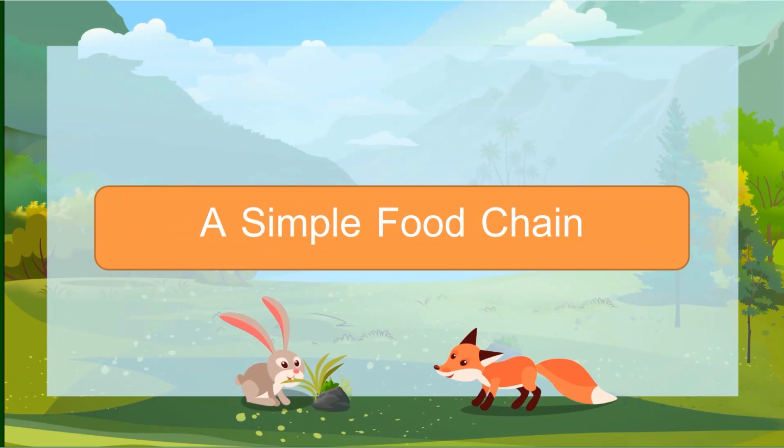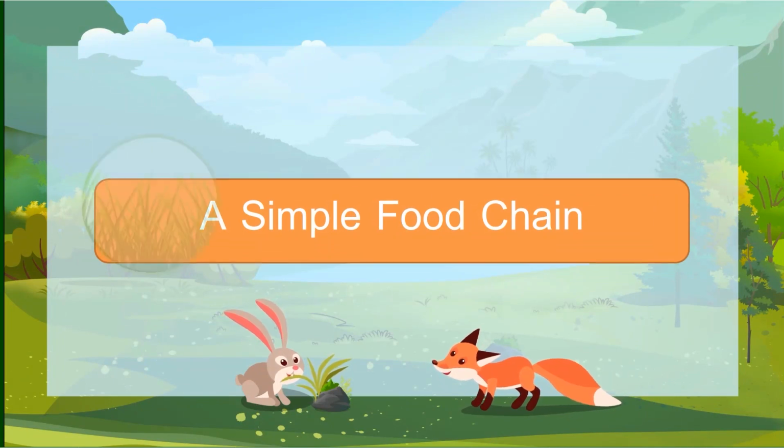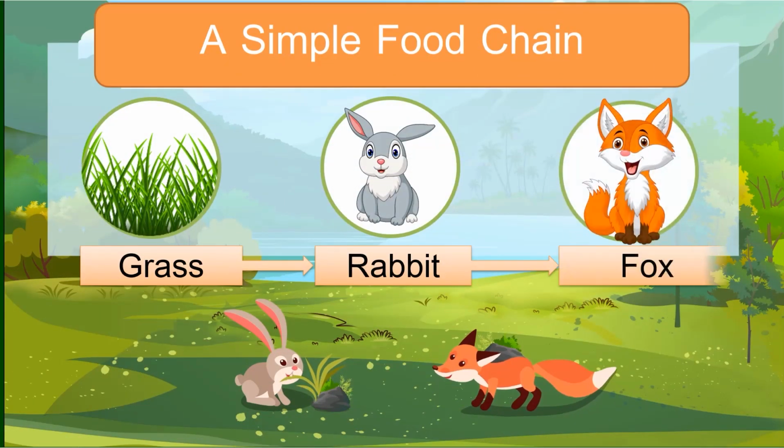Look at this simple food chain. It begins with the grass that is eaten by the rabbit, who is then eaten by the fox.